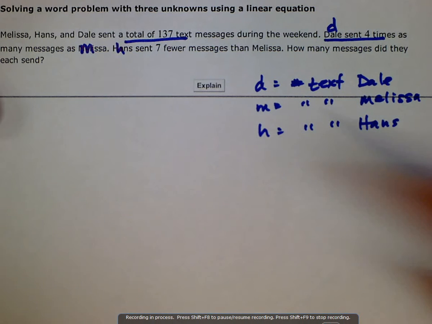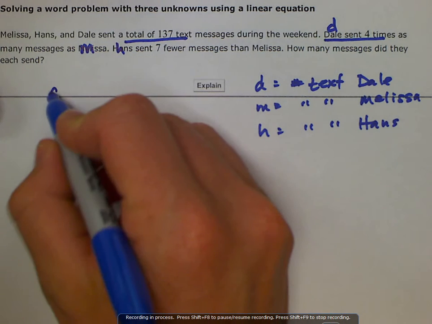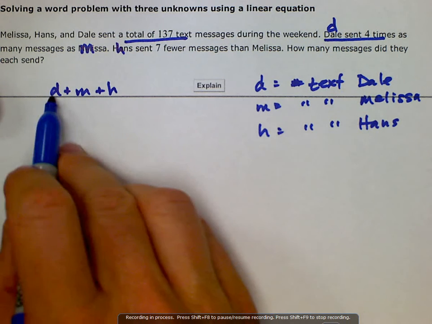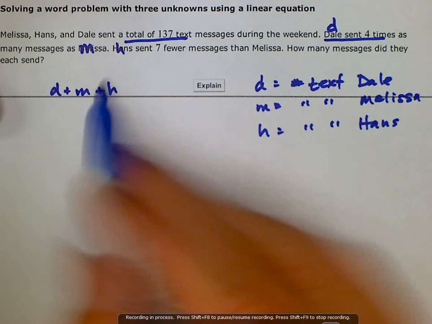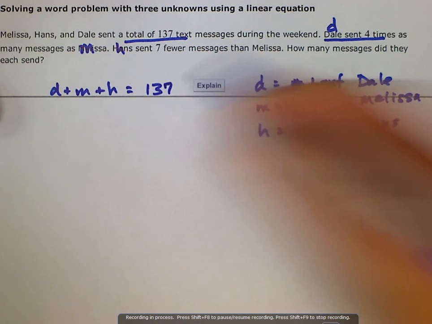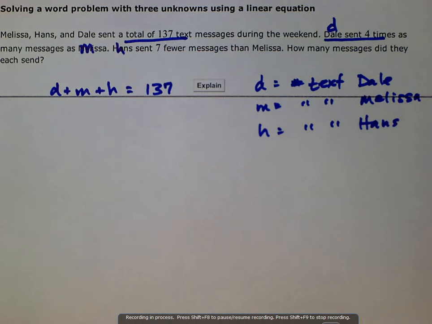Basically what we would say is D plus M plus H, the number that Dale sent, plus the number that Melissa sent, plus the number that Hans sent, is equal to a total of 137. Well, we have 3 unknowns there in one equation. We can't solve for any of them.